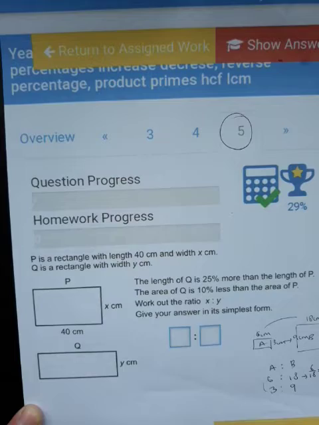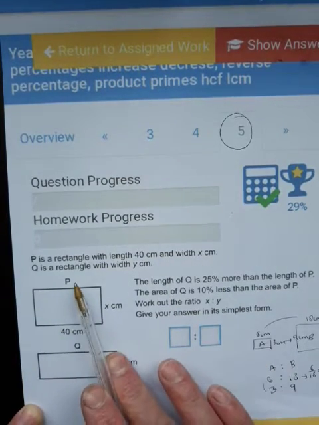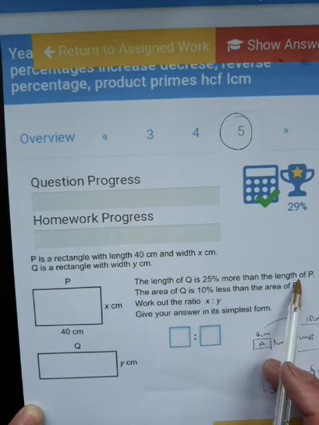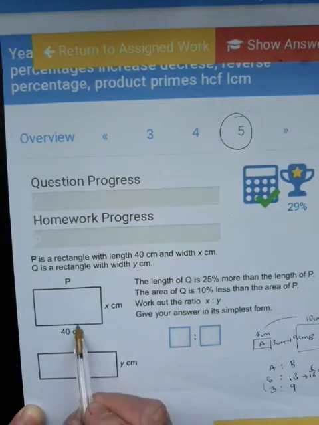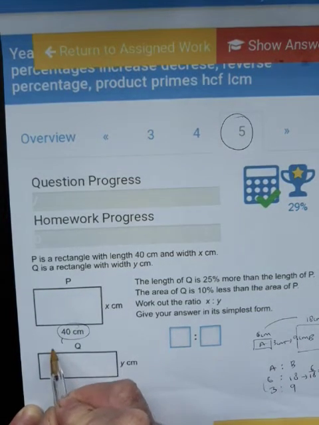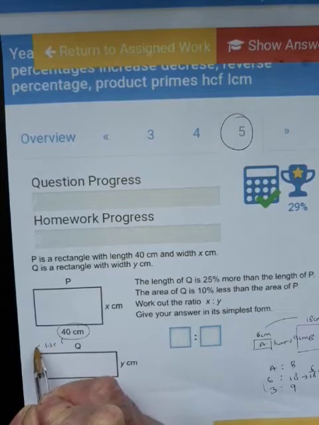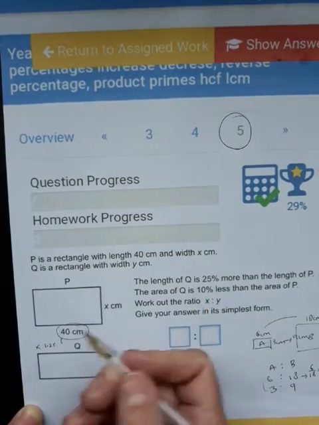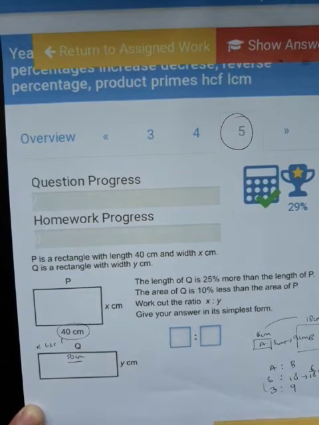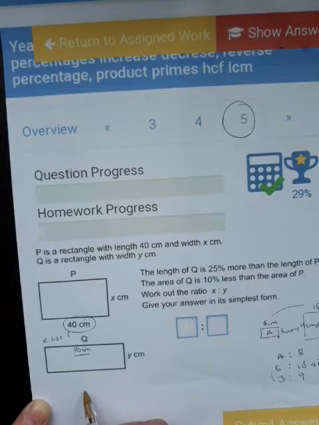Let's read what's going on here. P is a rectangle 40 by x, Q is a rectangle width y. The length of Q is 25% more than the length of P. So that's the length of Q. I'm going to times that by 1.25 or 1 1/4 if it's increased by 25%. A quarter of 40 is 10, add it on, we get 50 centimeters. So Q is 50 centimeters. So I've got areas now of P to the area of Q.